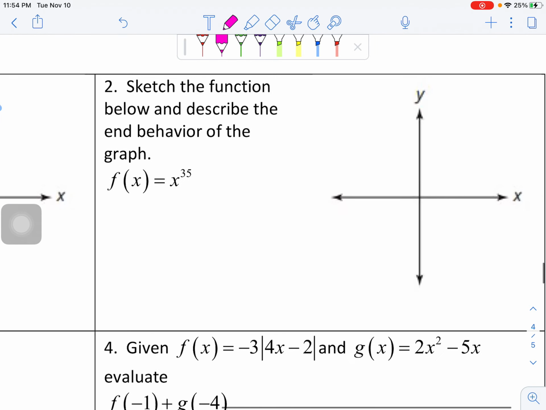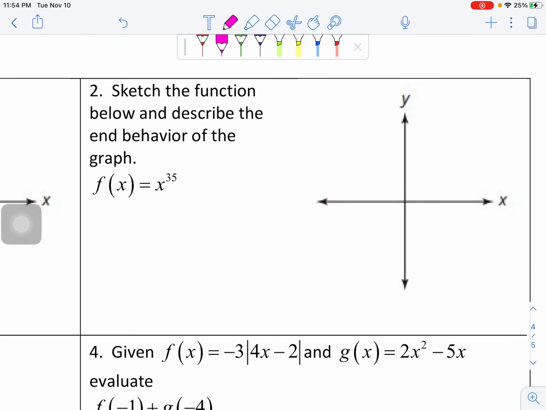I'm going to go ahead and slide over to number two. F of x is equal to x to the 35th. So that's an odd number. There's no a value or b value here to make any reflections. So odd degree functions look something like that.